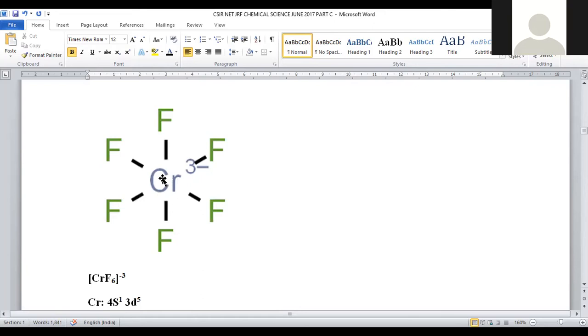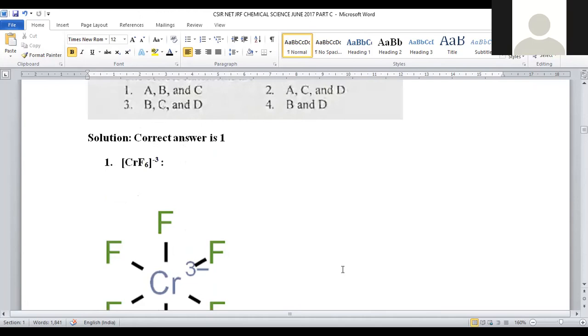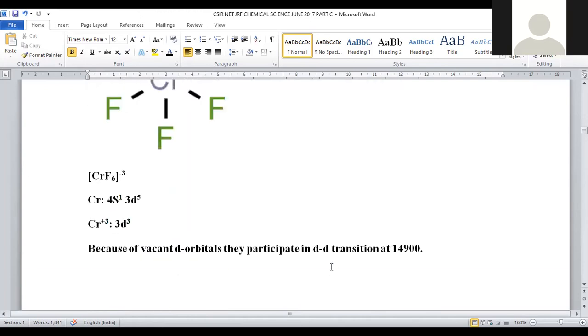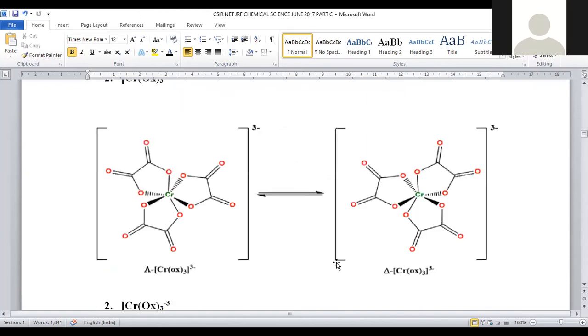And even a center of symmetry. From the center, you can extend hypothetical lines so that identical points are formed. And here also center of symmetry, here also center of symmetry. So this is associated with a plane of symmetry and even a center of symmetry, so that optical activity may not be possible for this one.